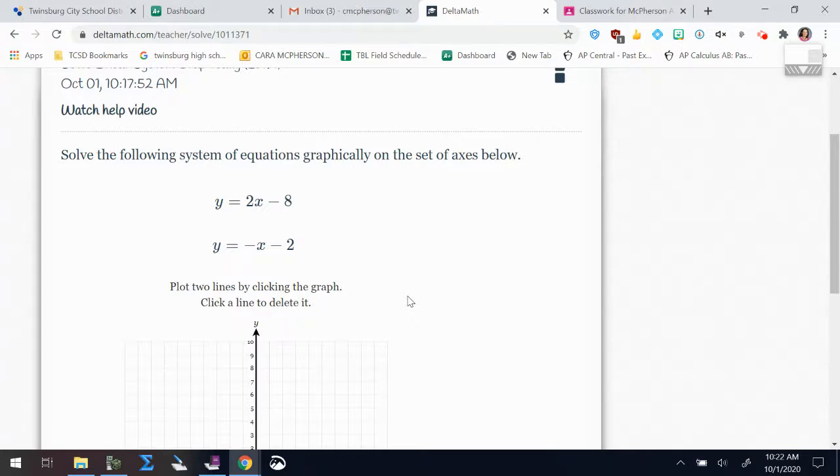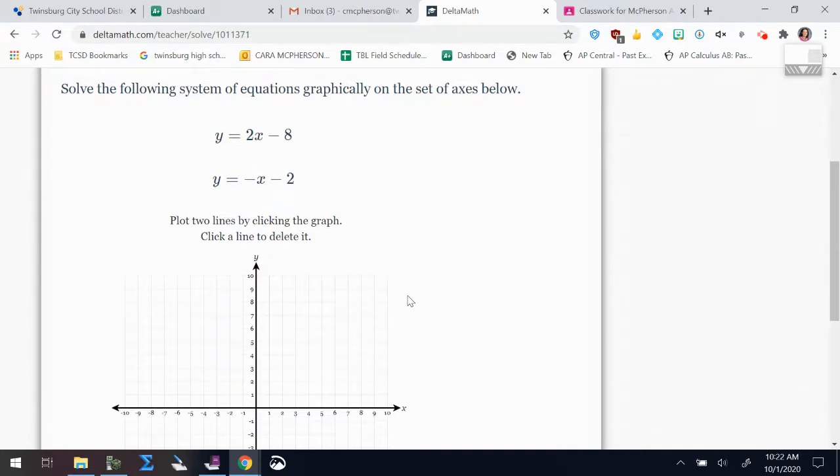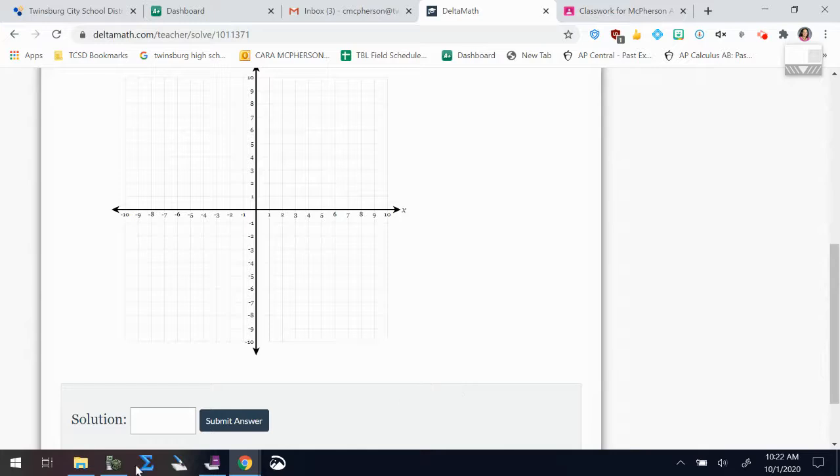So we're going to go through some that are all in slope-intercept form. We're going to go through some that are in different forms. I just wanted you to kind of see a variety in this video. So this one gives you two equations that are in slope-intercept form and asks you to graph them and then to see where they intersect, which will put our answer down at the bottom. So where it says solution, that's where we're going to put our final answer.